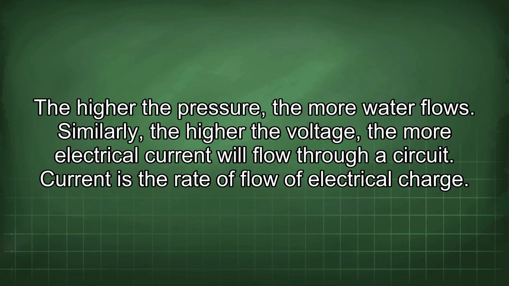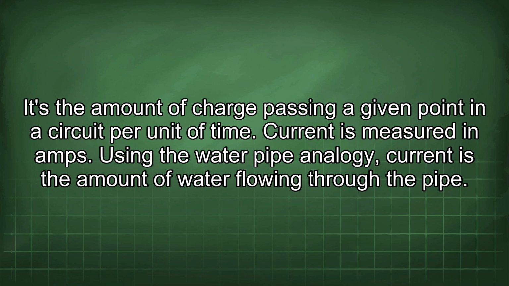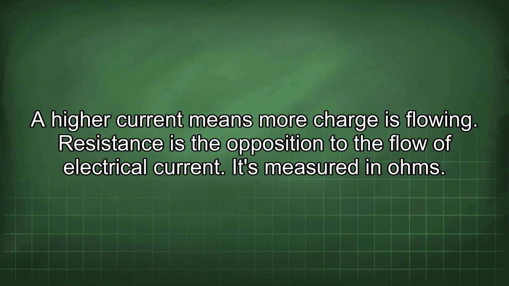Current is the rate of flow of electrical charge. It's the amount of charge passing a given point in a circuit per unit of time. Current is measured in amps. Using the water pipe analogy, current is the amount of water flowing through the pipe. A higher current means more charge is flowing.